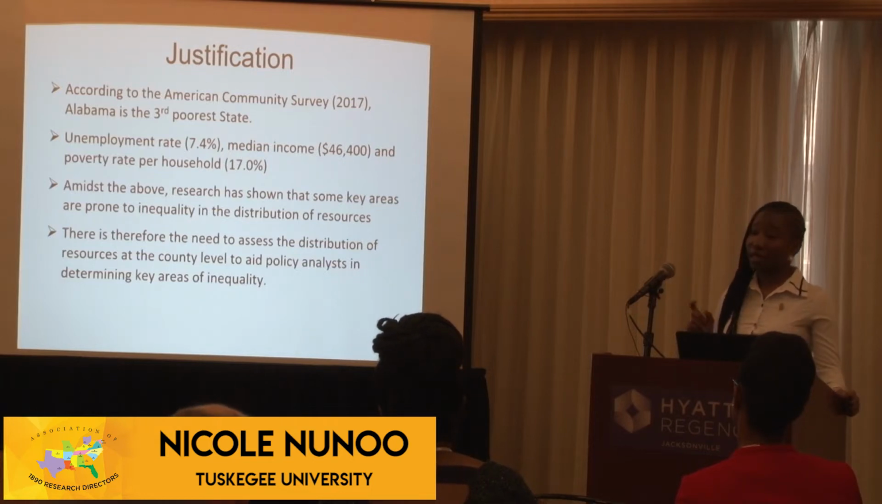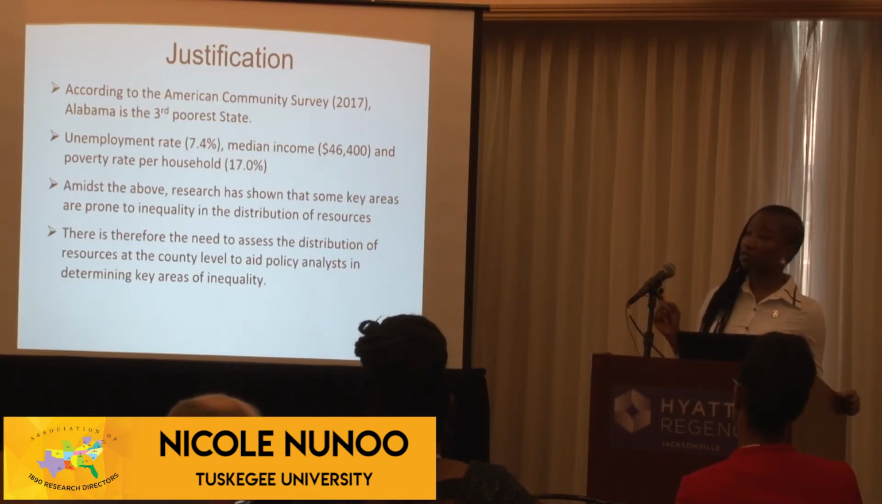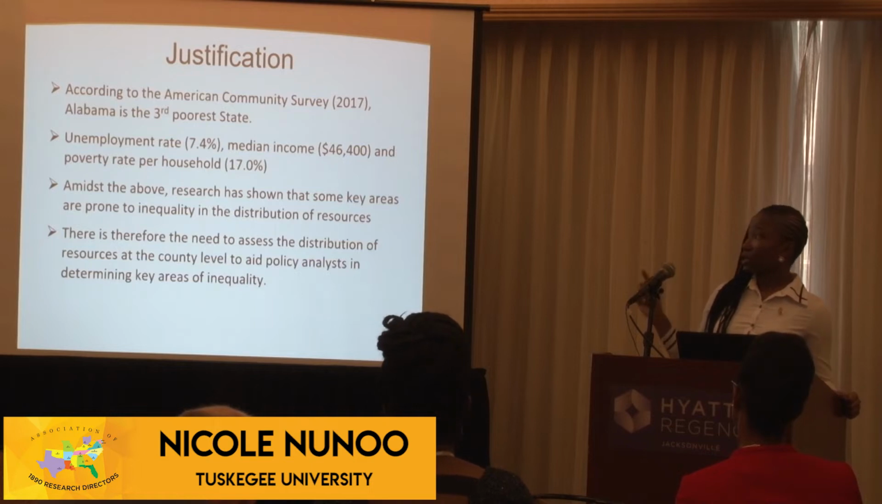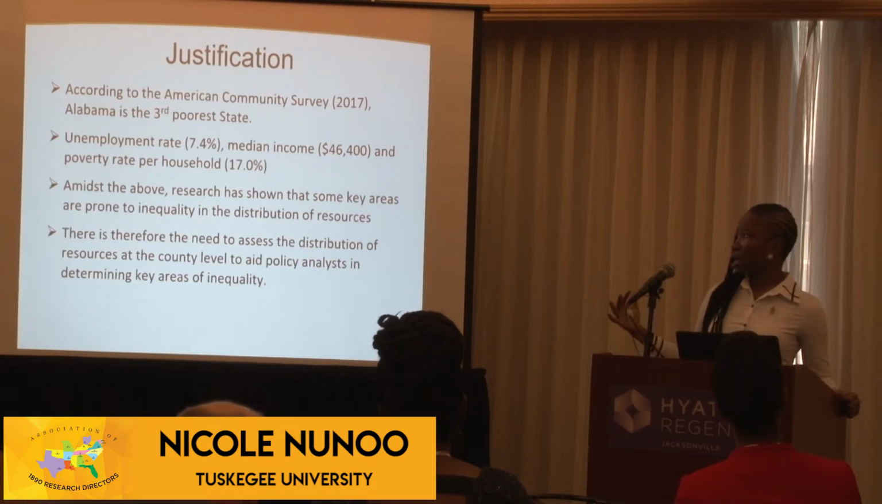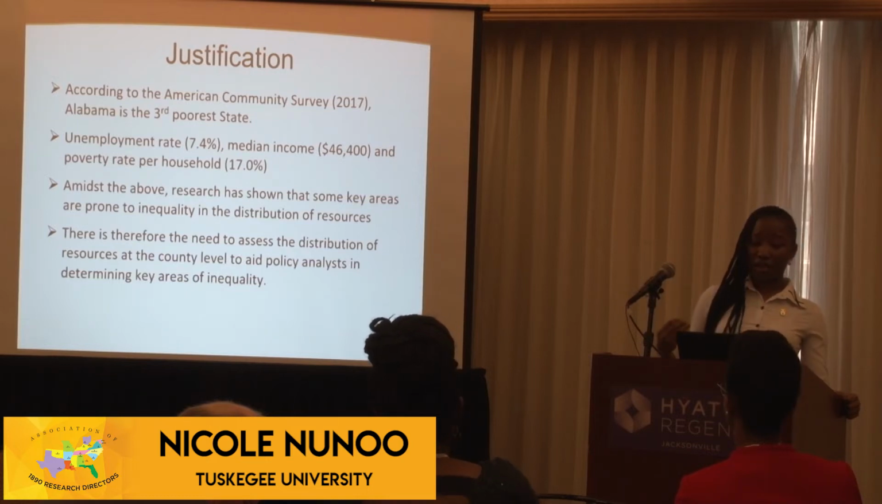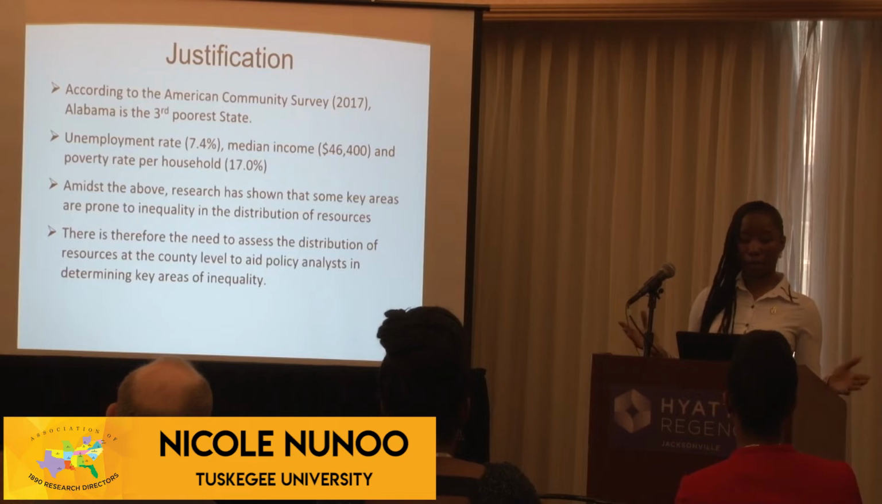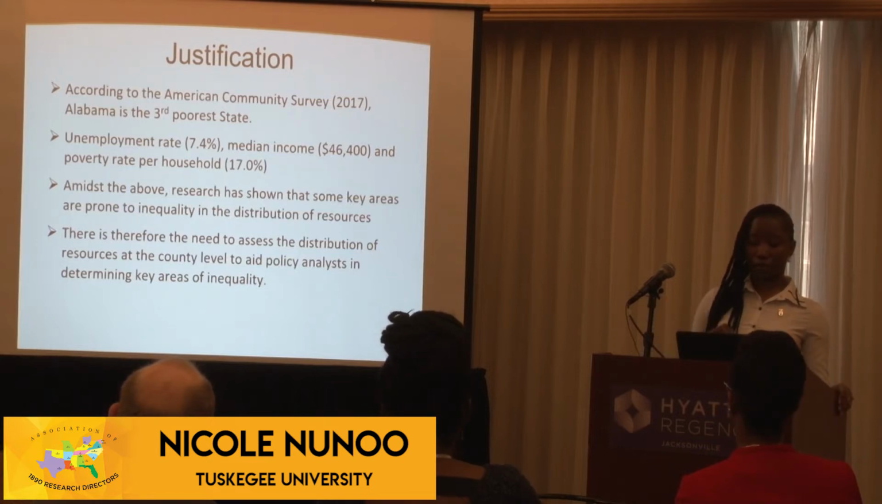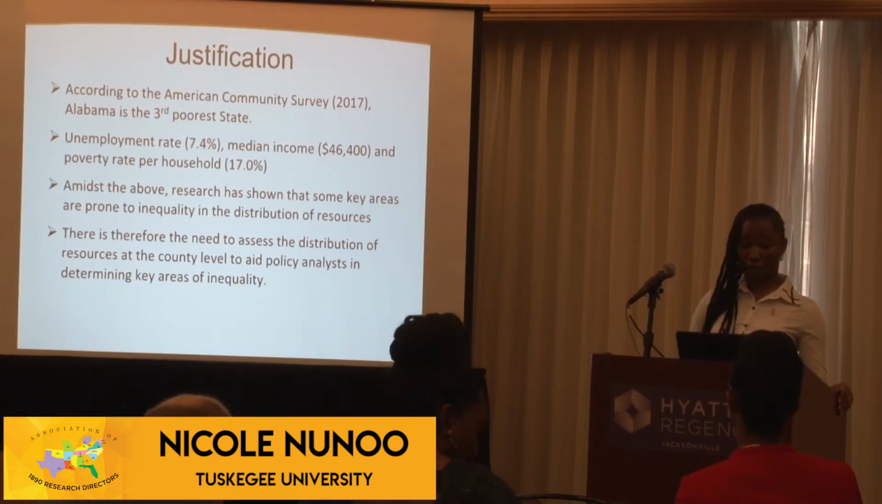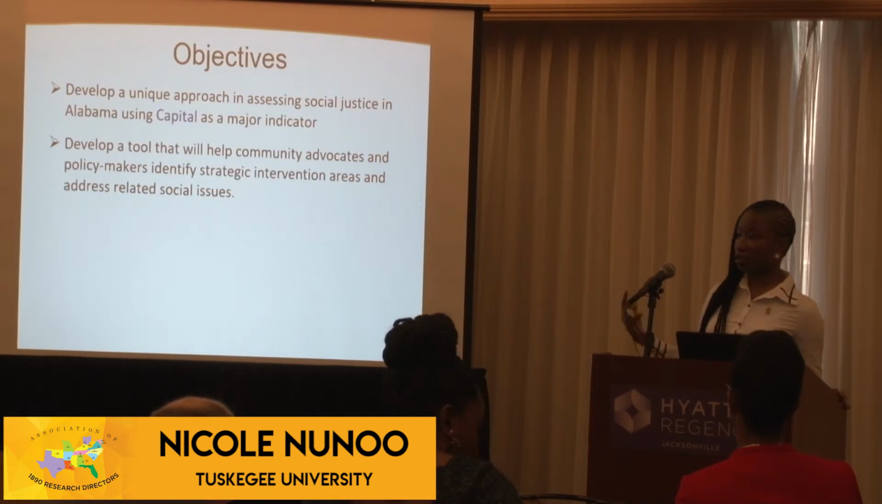Now, according to the American Community Survey, Alabama is the 3rd poorest state. The unemployment rate is at 7.4, the median income is 46,000, and the poverty rate per household is 17%. Now, amidst all of these, the research has shown that there are some key areas that are prone to inequality in the distribution of resources. So there's therefore the need for us to assess the distribution of resources at county level, in order to aid policy analysts to determine key areas of inequality so they can tackle that.